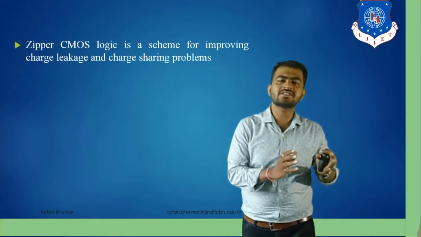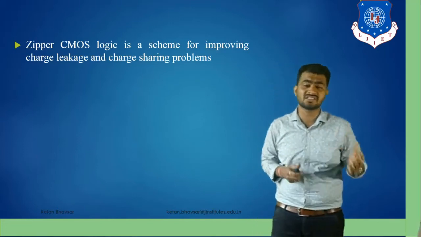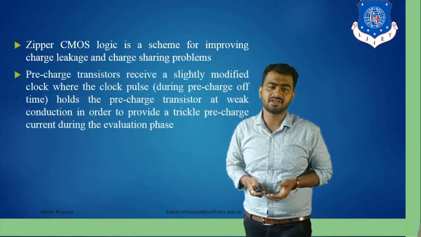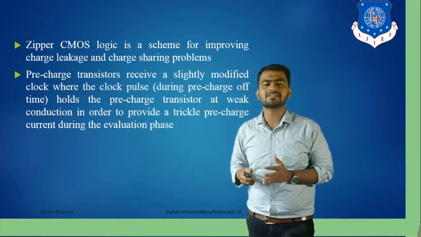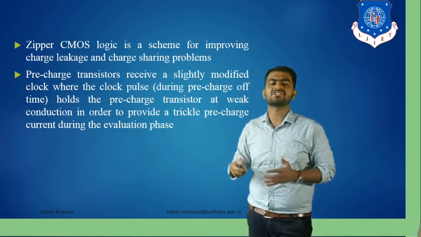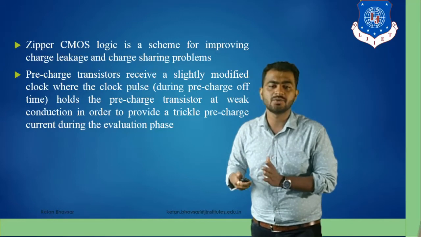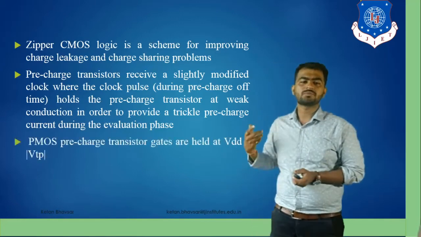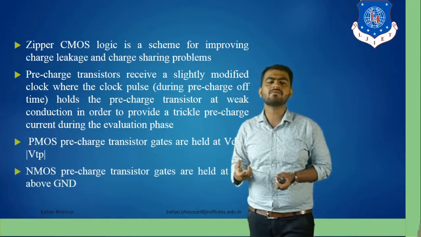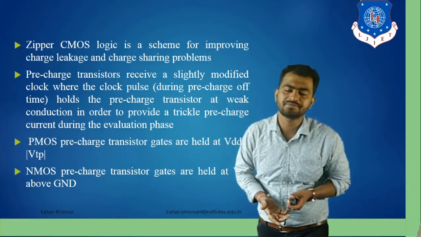So zipper clock logic is a scheme for improving the charge leakage and charge sharing problem. Definitely, if you're talking about the zipper logic circuit, then ultimately we are achieving a better output as compared to the other types of logic family. So the pre-charge transistor receives a slightly modified clock, where the clock pulses hold the pre-charge transistor at a peak condition in order to provide a trickle pre-charge current during the evolution phase. So the PMOS pre-charge transistor gate is held at VDD minus VTP, and the NMOS pre-charge transistor gate is held at VTN above ground.